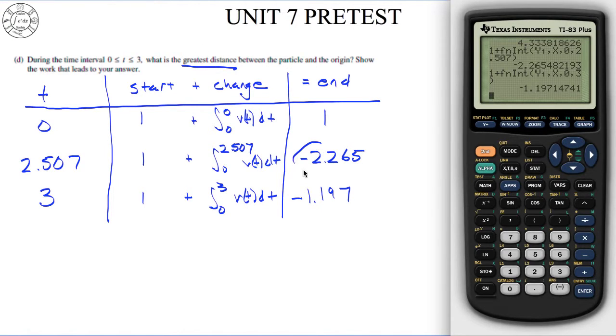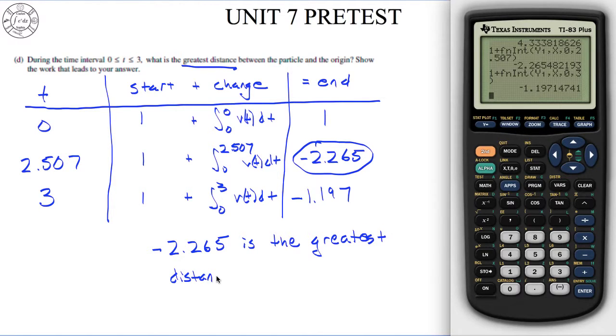Again, the greatest distance is not to the left or right, just away. So the greatest distance is this one. Notice that they're not asking for time. Sometimes they ask for what time is the greatest distance. This one is just asking for the distance. So our conclusion is negative 2.265 is the greatest distance from the origin.